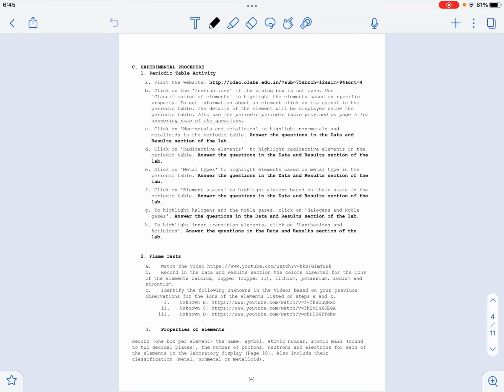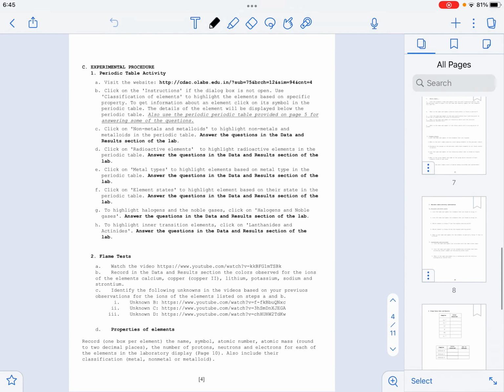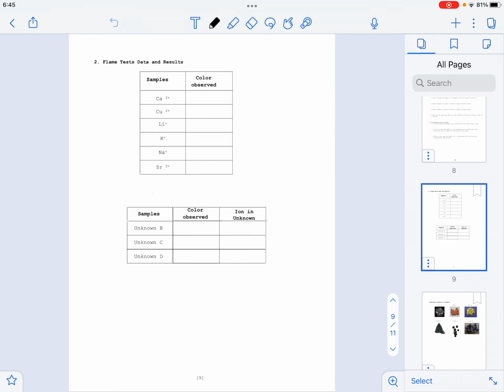Then you're going to proceed to watch 3 different videos in which you will see an unknown sample, and based on the data that you collect on the first video on letter A, you will be identifying what are the samples in the unknown 3 videos that you see in the bottom. All of that data is going to be collected, as you can see, in the tables that are on page 9 of your lab sheet.